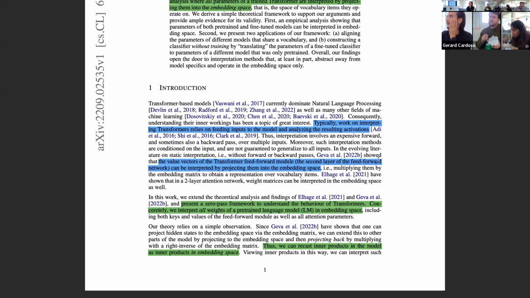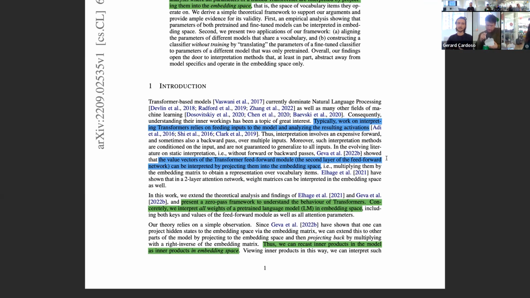The interesting value that this paper adds is that previously, interpretation methods for transformers have been restricted to passing input data and seeing what happens. So it relies on feeding inputs to the model and analyzing what gets activated and making interpretations of that. This is a zero-shot method of doing that. So effectively, you don't pass any data, you're interpreting the parameters directly after training.